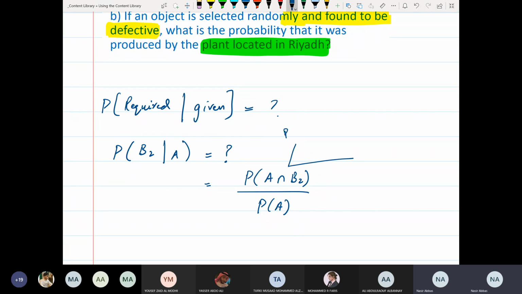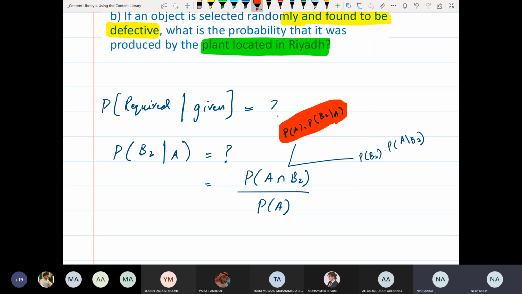This can be opened as probability of A into probability of B2 given A, and it can also be opened as probability of B2 into probability of A given B2. Now, one of them is useful and one of them is inapplicable here. It's not wrong, you just don't have enough information to use that method. And which one is not usable here? Abdul Aziz. The left one. The left one is not usable. I'm going to give it a red color.